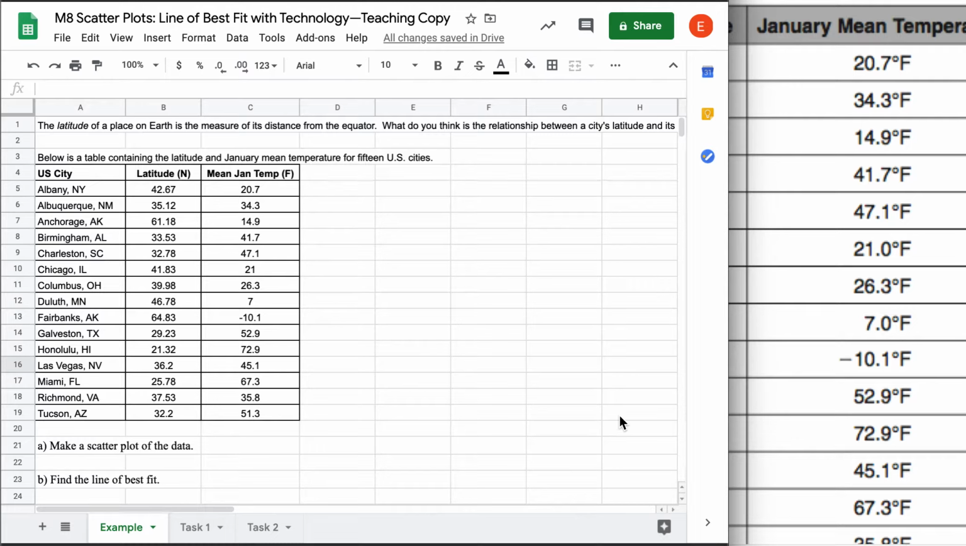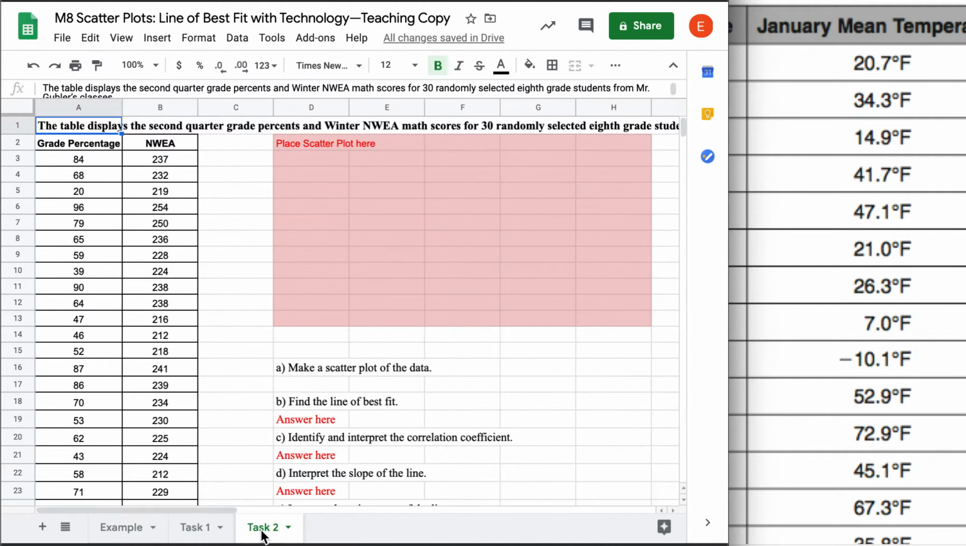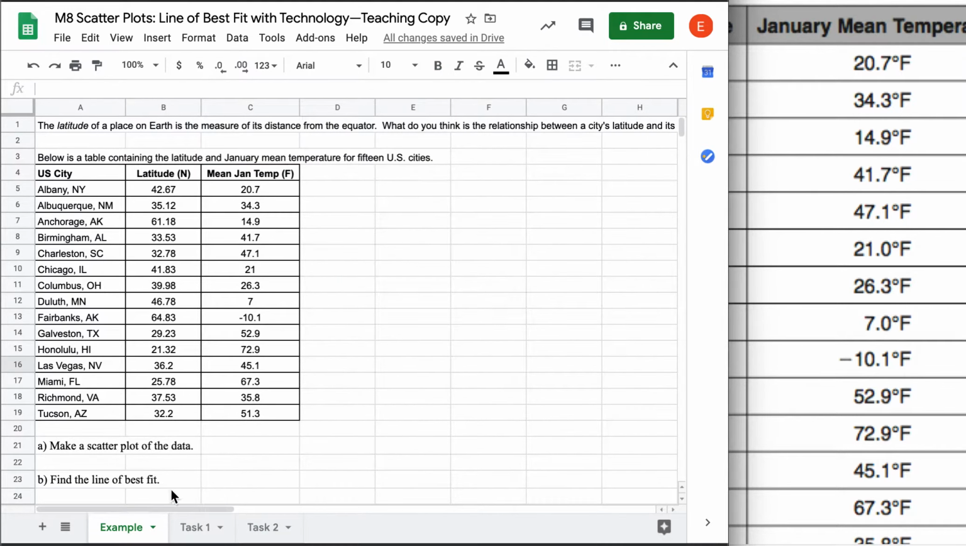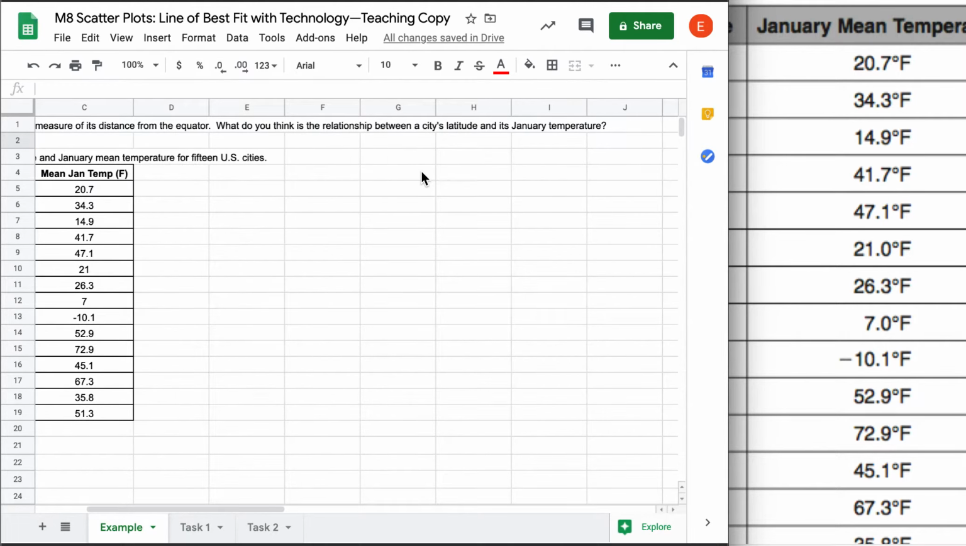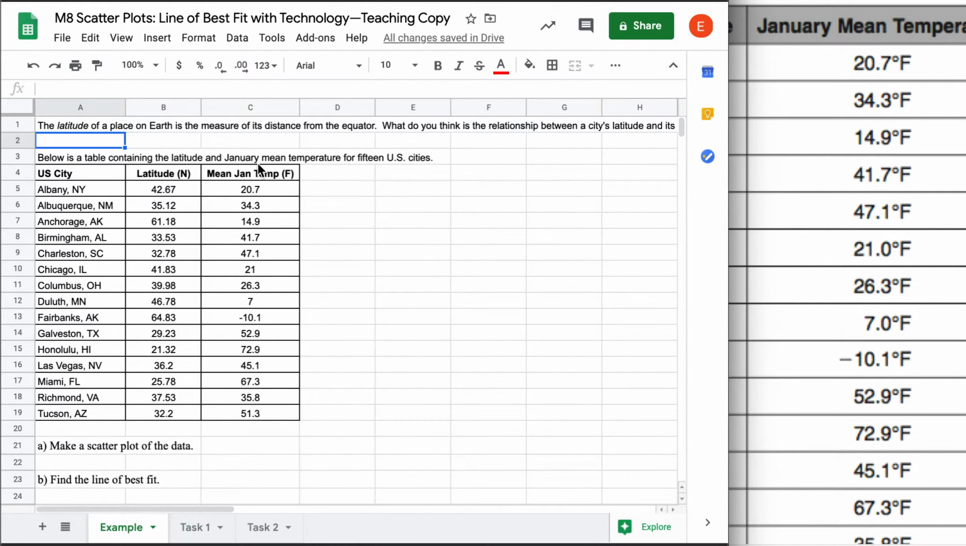Okay, so we've got the example here, which will be done on your copy, and task 1 and task 2 that you will complete. So example, the latitude of a place on Earth is the measure of its distance from the equator. Do you think there's a relationship between city latitude and its January temperature? Well, what do we expect to be the relationship between a city's latitude and its January temperature?